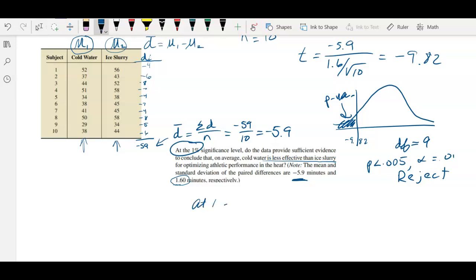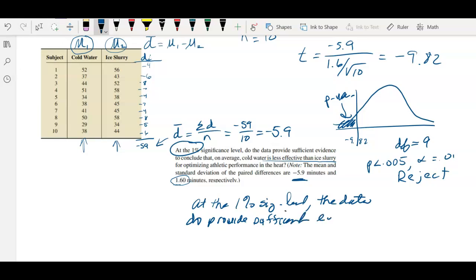In this case, at the 1% significance level, the data do provide sufficient evidence to conclude that cold water is less effective.